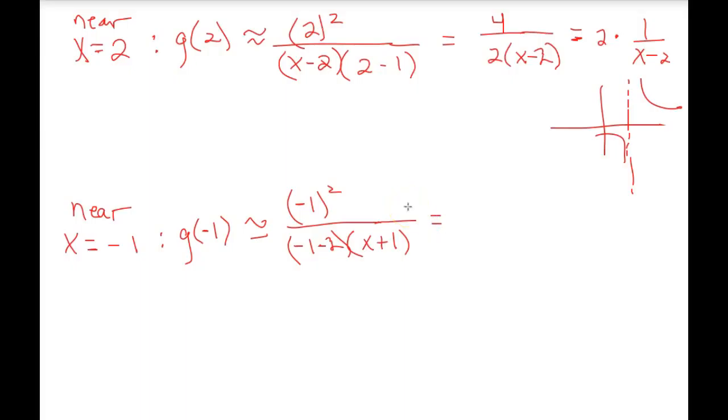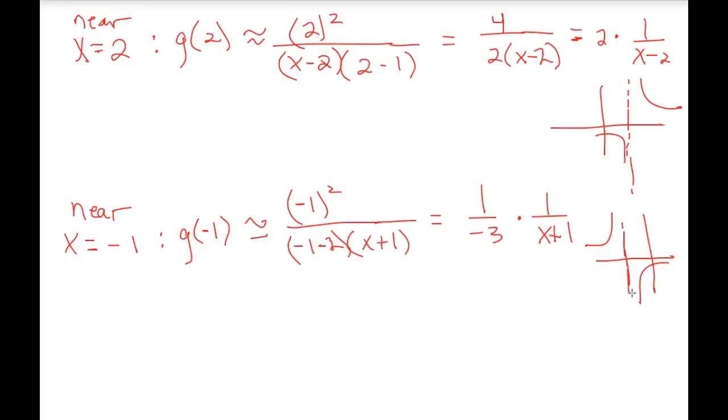And so, of course, negative 1 squared is just a positive 1, and negative 1 minus 2 is a negative 3. And we have all that over x plus 1. And in this case, this is going to look a lot like negative 1 over x instead of positive 1 over x. So here, the general shape will look like this.